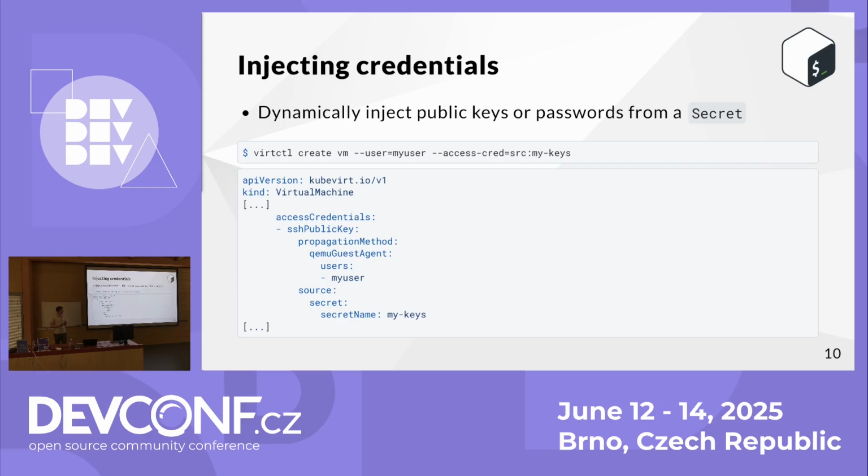And below, there's again an excerpt of a virtual machine, and we can see under its access credentials that an SSH public key was added. By default, the access credentials API is using the guest agent inside the virtual machine to inject those keys. So what we see here, we have the propagation method QEMU guest agent, and we have our user, and we're telling it to source the keys from a secret called my-keys. What's awesome about this is that we now can separate our virtual machine definition and our credentials. In my opinion, that's best practice. We don't need to store any sensitive credentials in the virtual machine. Instead, we can store them in a secret.